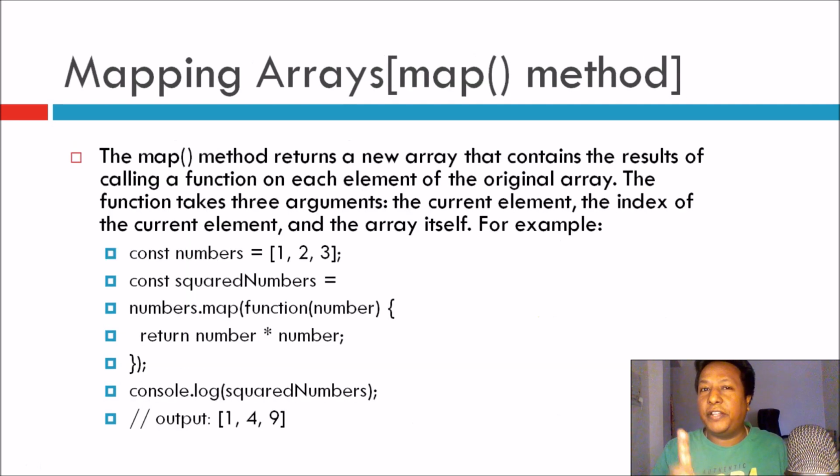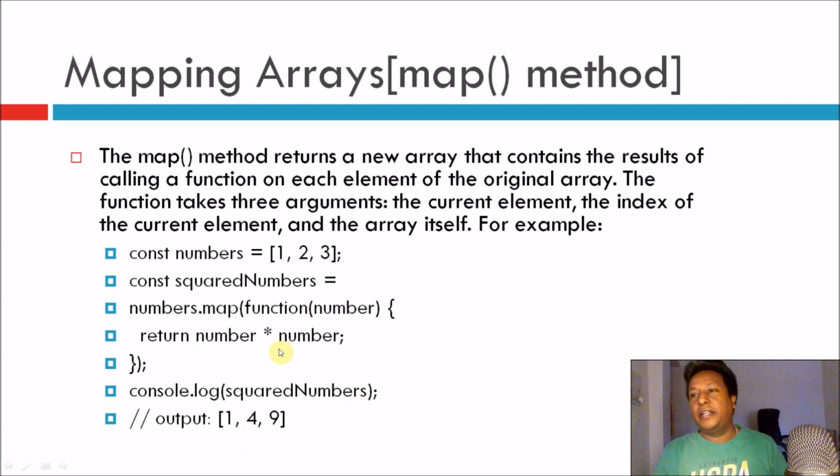Another very important one is mapping. Using map, we return a new array that contains the result of calling a function on each and every element. Suppose we have an array and we want to do some action on each and every element of the array. For example, we have an array 1 2 3 and we want to square every element. So we will use the map method: numbers dot map, pass number and return number into number. It will return 1 into 1, 2 into 2, 3 into 3. The output is 1 4 and 9.